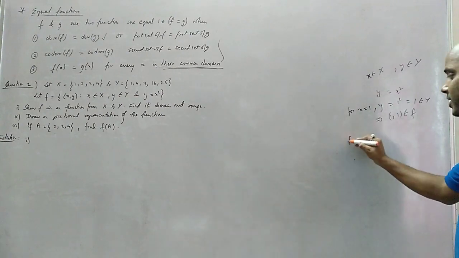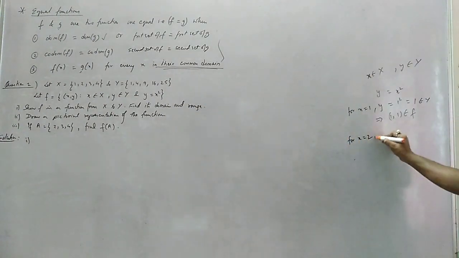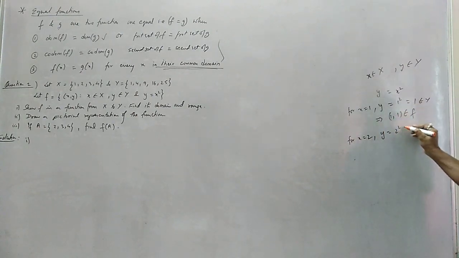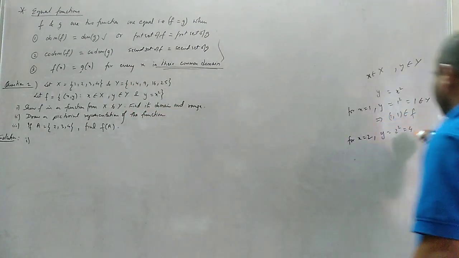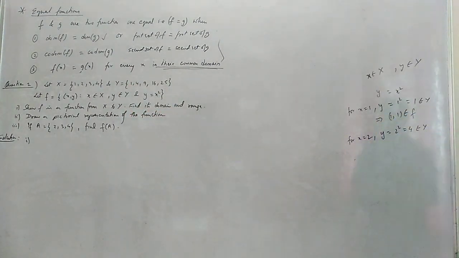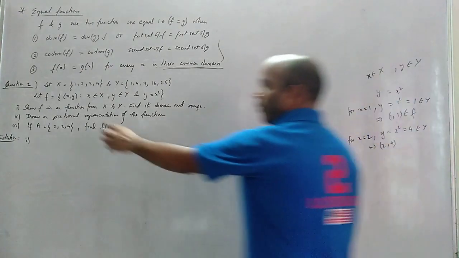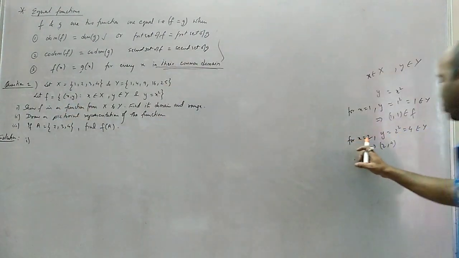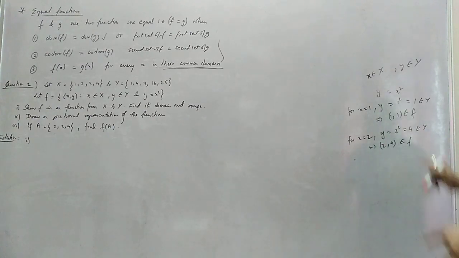Now take the second element from capital X, 2. Substitute: 2 square is 4. Is 4 there in Y? Yes, 4 is there in Y. This implies (2, 4), with x as 2 and y as 4, belongs to f. That means this is also inside f.